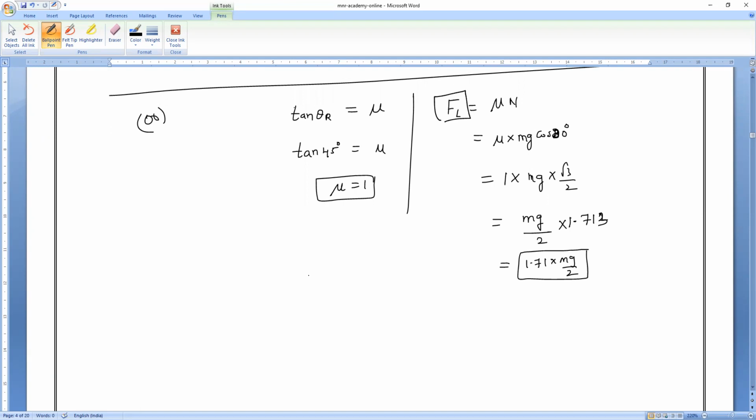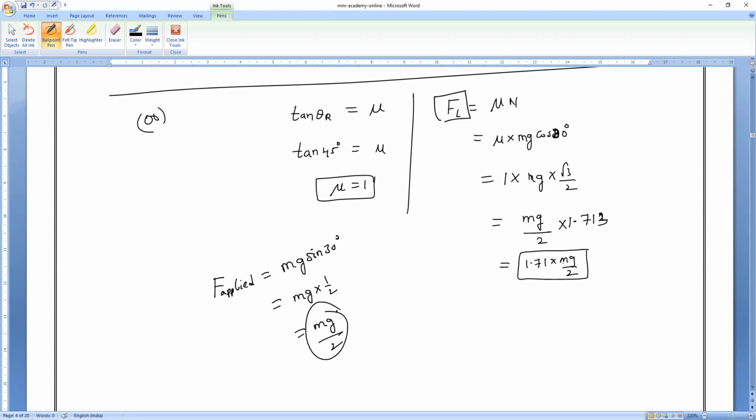The applied friction is how much you can verify. So applied friction is just, you can check it. What is applied force? Applied force is equal to mg sin theta. Sin 30 means mg into sin 30, which is 1 by 2. So it is mg by 2.